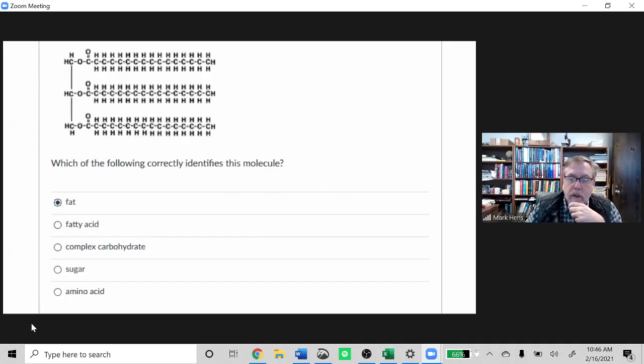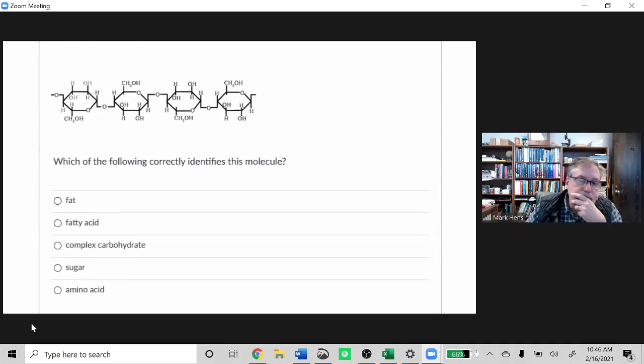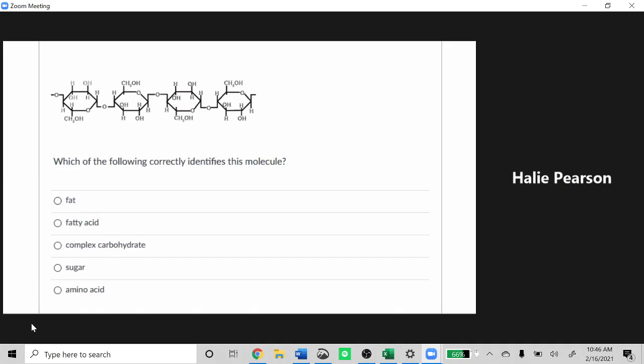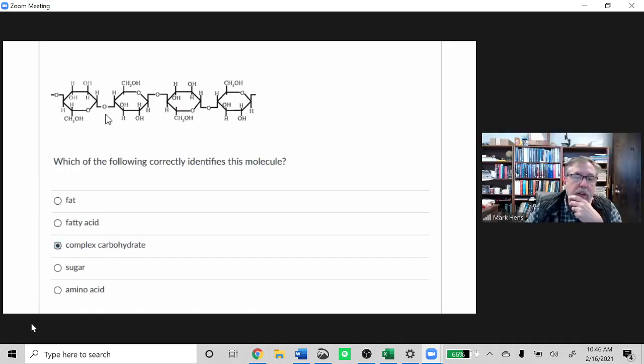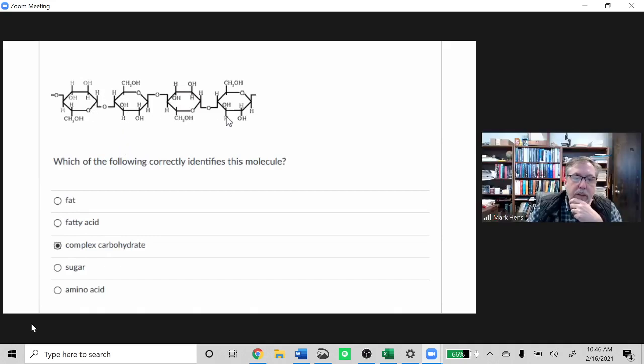Okay, good. Question 15, what are we looking at there? Complex carbohydrate, right? Because there's a bunch of sugars attached to each other. What's another name for complex carbohydrates? Polysaccharides. Good. And what's the special kind of covalent bond that's attaching the sugars?